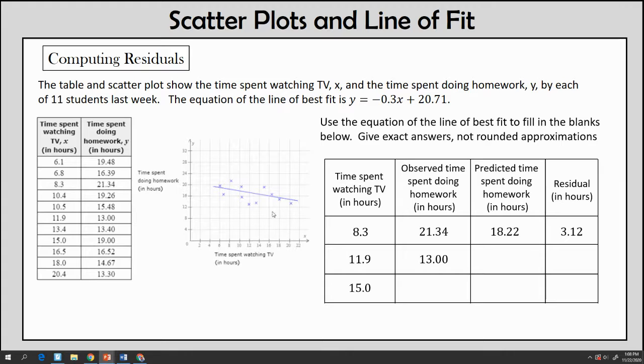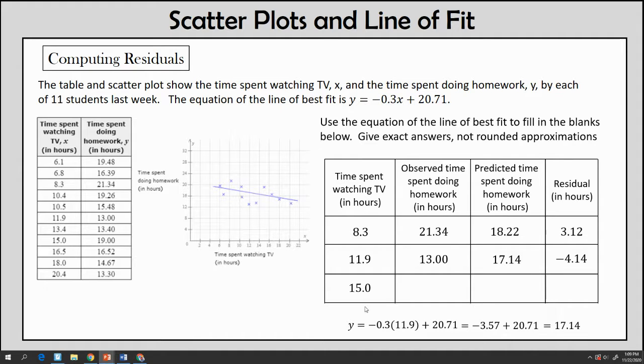Well, let's calculate exactly what the line of fit says for the number of hours of homework if you watch 11.9 hours of TV. Well, we're going to plug it in, do the calculations. This comes out to 17.14. So what's the residual value here? Negative 4.14. Notice we're below the line, so we were negative.